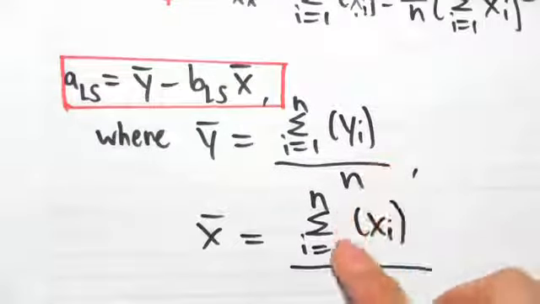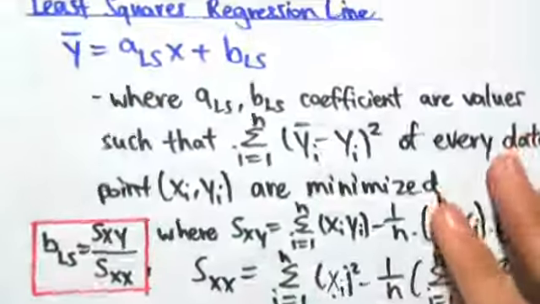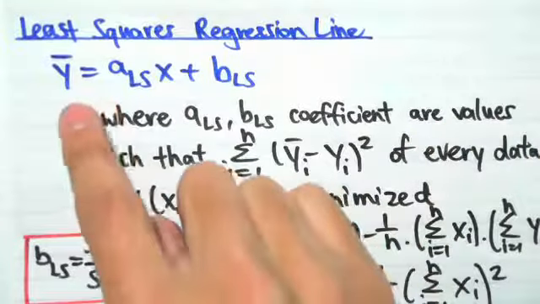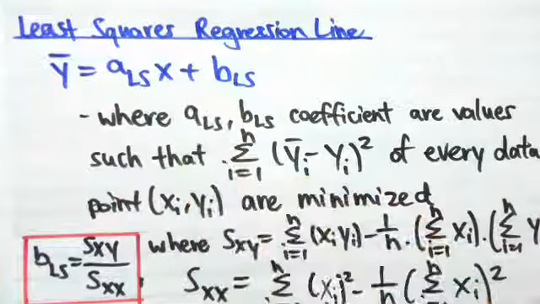Once you find all of that, you substitute it into this equation to find your coefficient a_LS, and then substitute back into the line equation to find the least squares regression line, which will be our line of best fit that best describes our data.